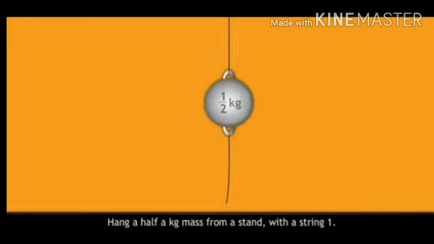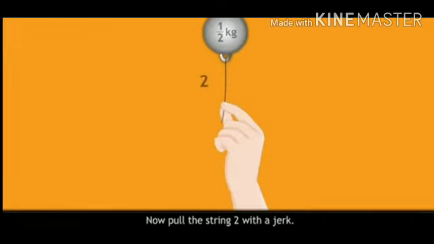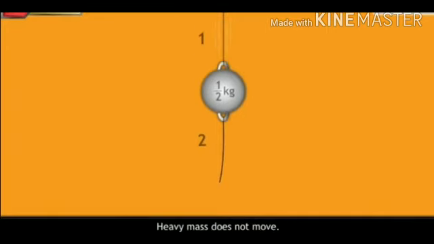Now do another activity. Hang a half kg mass from a stand with a string 1. Tie another string 2 to the mass and keep it hanging. Now pull the string 2 with a jerk. The string 2 breaks but the mass does not fall. Heavy mass does not move.